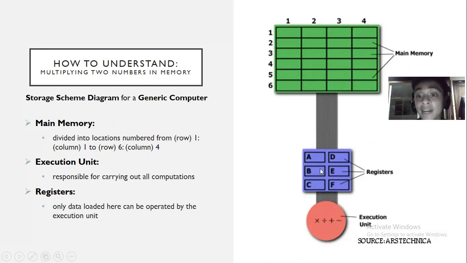As you can see here, we have 6 registers in our diagram. So the flow of data, if we want our data to be operated upon, is that first it has to be stored in one of the cells in our main memory. Then we transfer it to a free register, where it can be executed by the execution unit. That is how we dissect the storage scheme diagram for a generic computer. So why do we need to understand that?